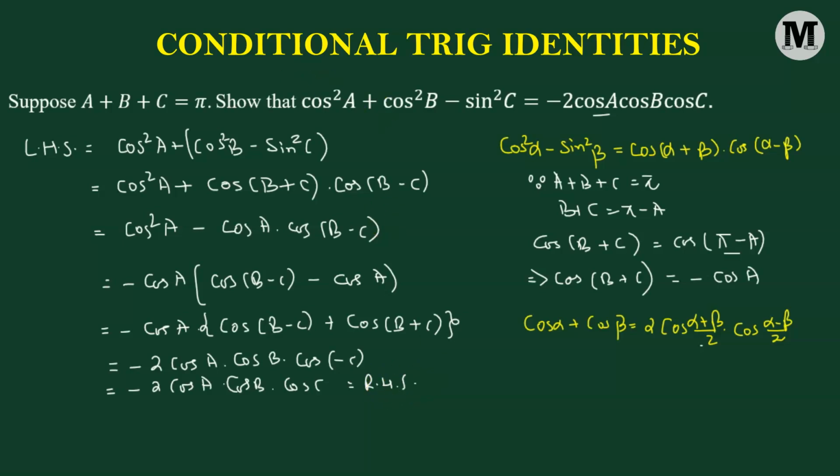So here let's note it down. We have used the fact that cosine of negative theta is the same as positive cosine theta. So what we have done here is successfully showed that the left hand side equals the right hand side, hence proved.